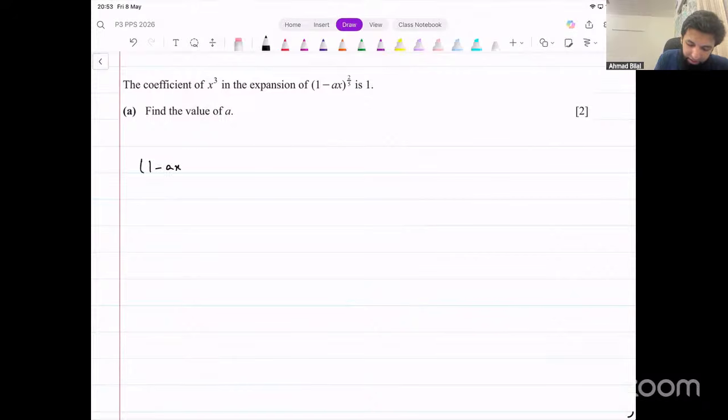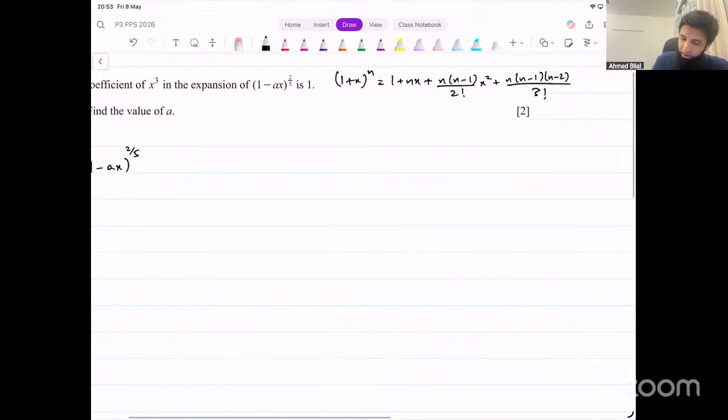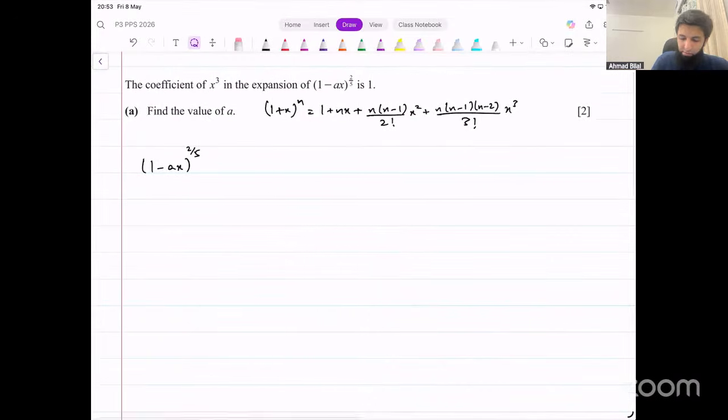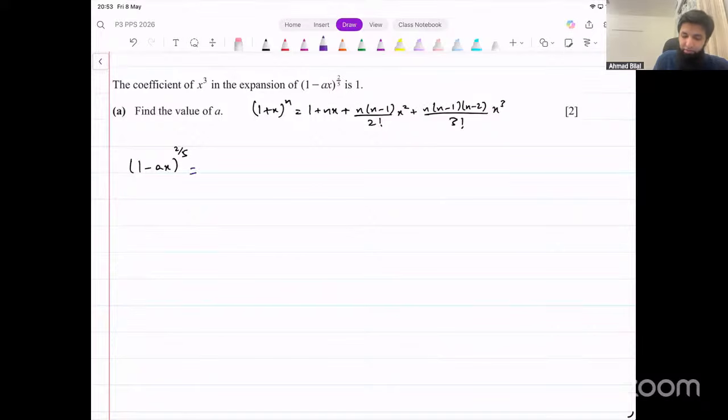1 minus ax whole raised to power 2 over 5. Now input in the formula. What's the formula? 1 plus x whole raised to power n, that is equal to 1 plus nx plus n into n minus 1 divided by 2 factorial. It's given in the formula sheet. x squared plus n into n minus 1 into n minus 2 divided by 3 factorial x cube. Okay, that's the formula that's given in the formula sheet. Apply the formula, see what you get from this.